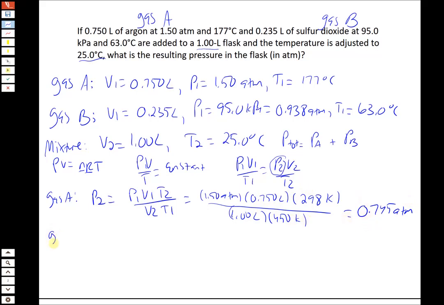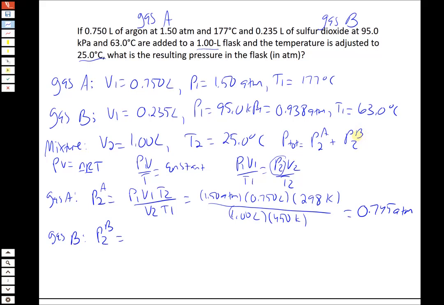And then for gas B, we do the same thing. We calculate its P2, call this P2A and P2B to keep them straight from each other. I'm going to keep the same notation. I'm all over the place in this problem with notation. But basically what we're going to do is we're going to find P2 for both gases A and B and then add them together to get the total pressure. So let's call that P2A and P2B just so we keep them straight.